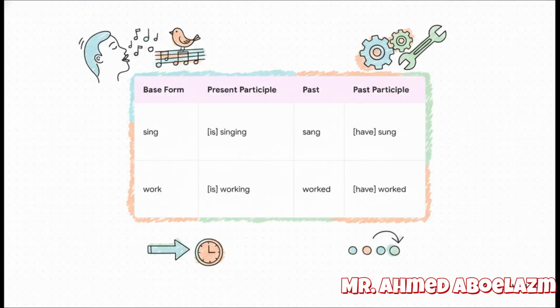And here they are in action. Take a look at this chart. In the first column, you've got the base form. That's the verb at its most basic, like sing or work. Next up, the present participle, which is usually that ing form. But now, pay close attention to these last 2.